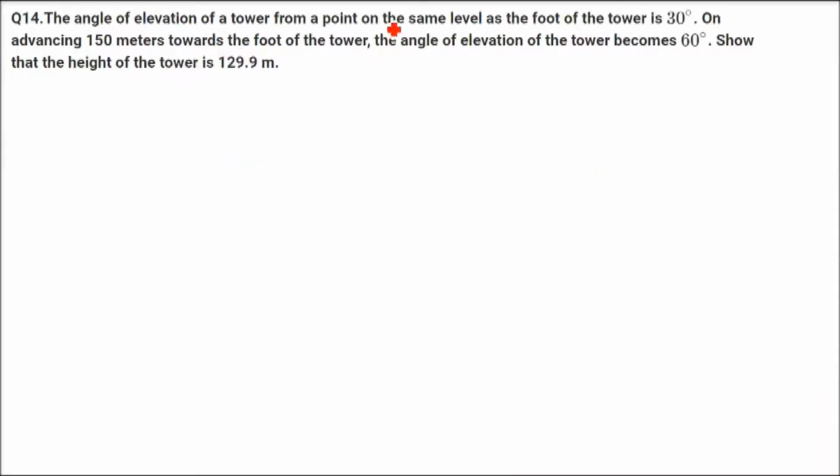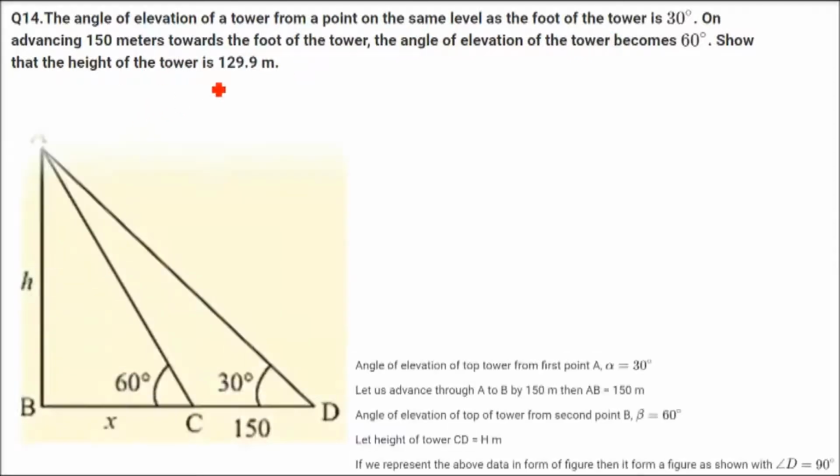The angle of elevation of a tower from a point at the same level as the foot of the tower is 30 degrees. On advancing 150 meters, let me tell you first this. The angle of elevation of this tower AB from a point on the same level as the foot of the tower is 30 degrees. Now when we advance 150 meters towards the foot, the angle of elevation of the tower becomes 60 degrees. Show that the height of the tower is 129.9.